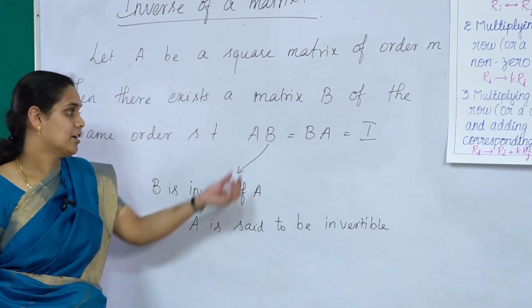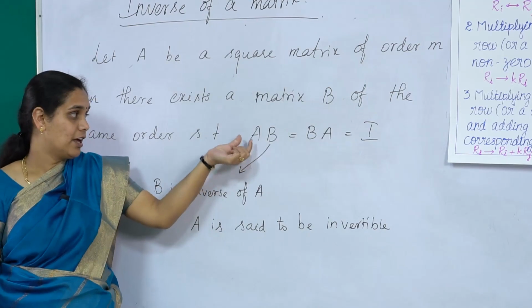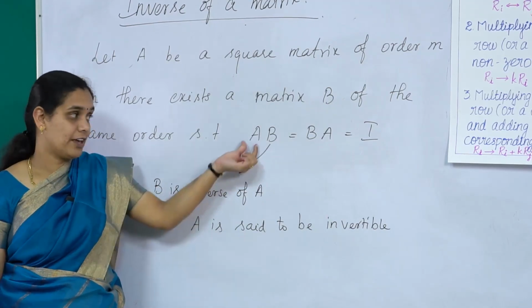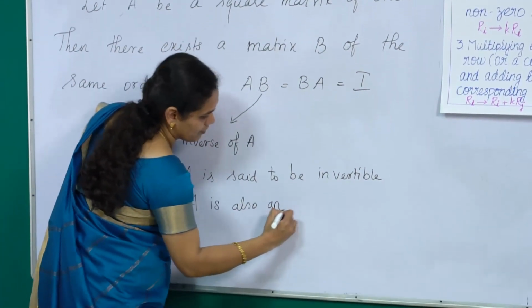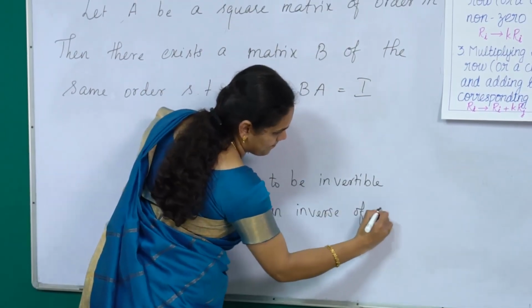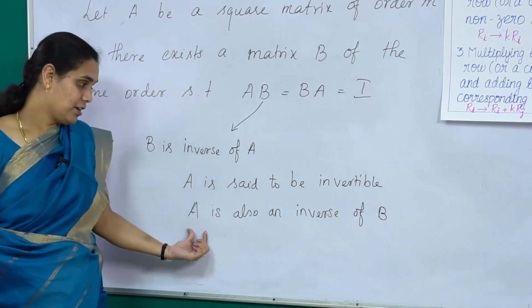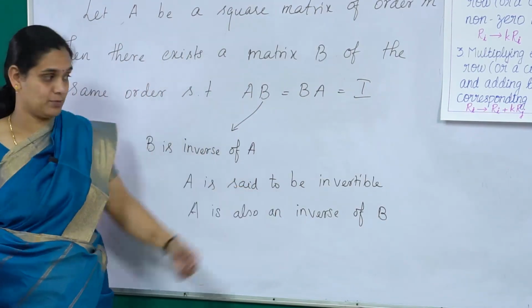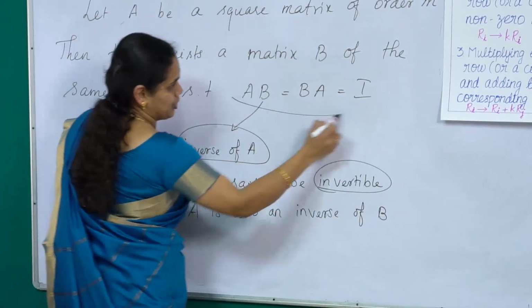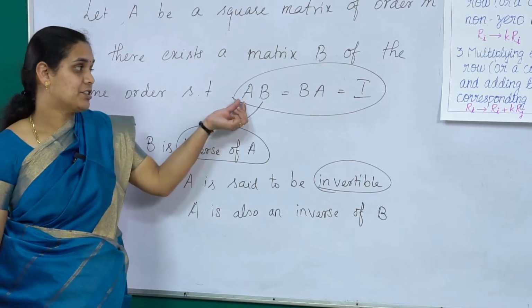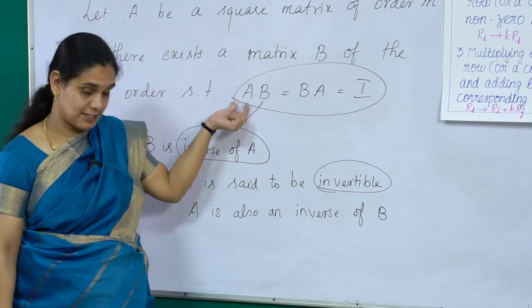See, if it satisfies this condition, AB equal to BA equal to I, then B is the inverse of A and A is said to be invertible. Of course, A is also an inverse of B. A is the inverse of B and B is the inverse of A. You have to be very clear with these words: inverse, invertible, and this condition. If you say that a matrix has an inverse, then it must satisfy this condition. Then only we say that it has an inverse and it is invertible.